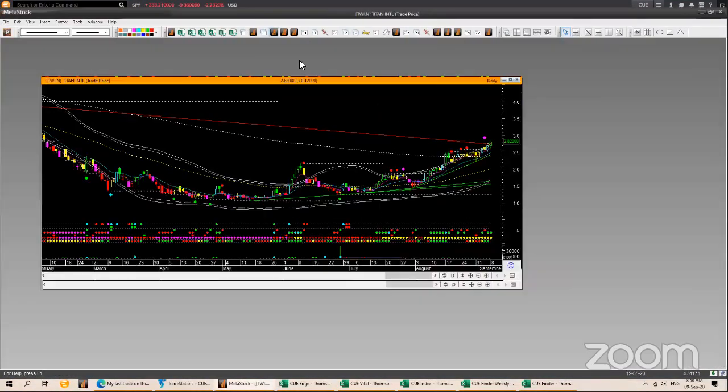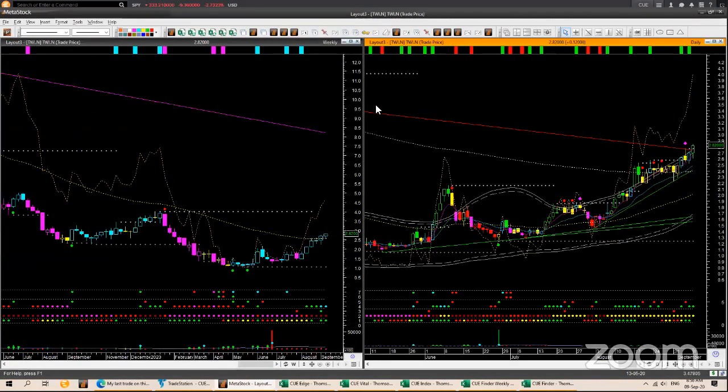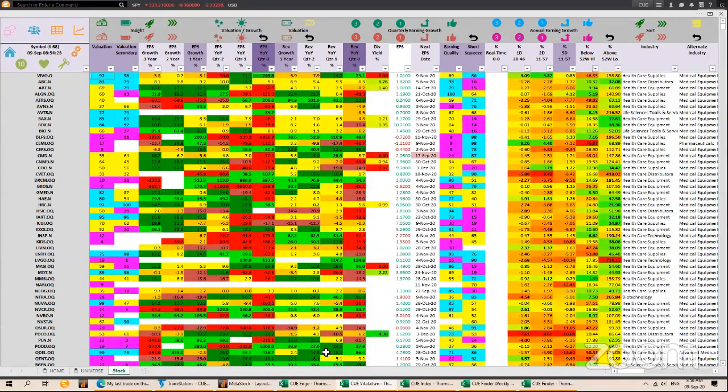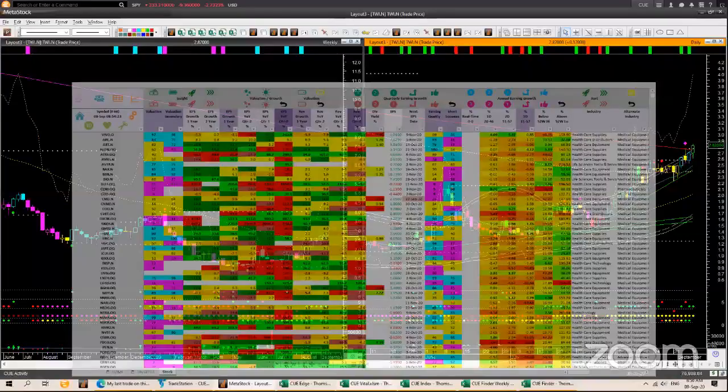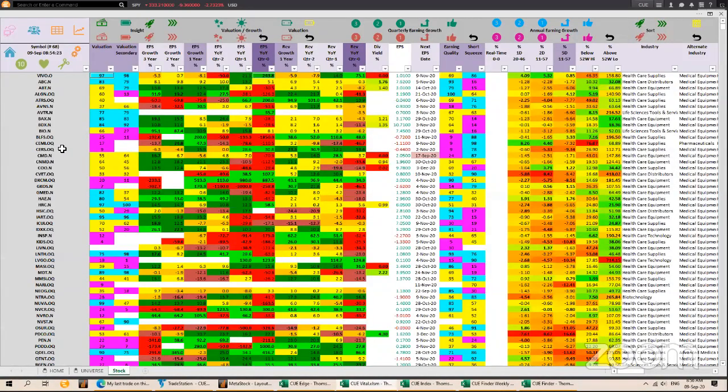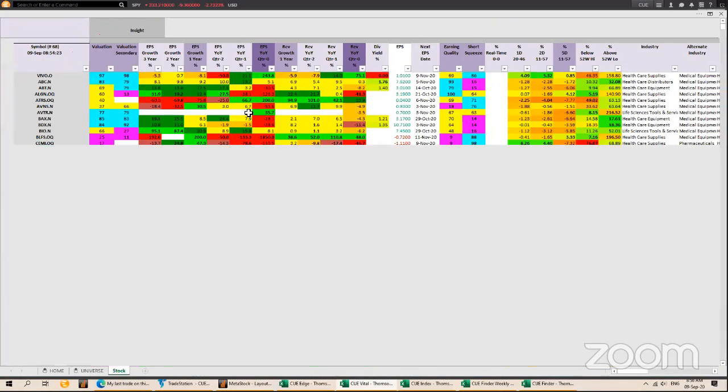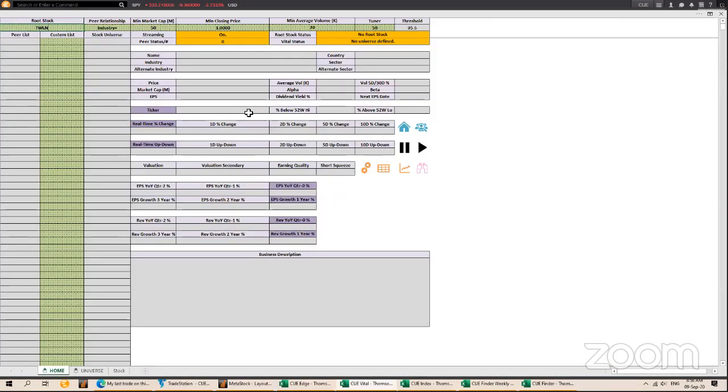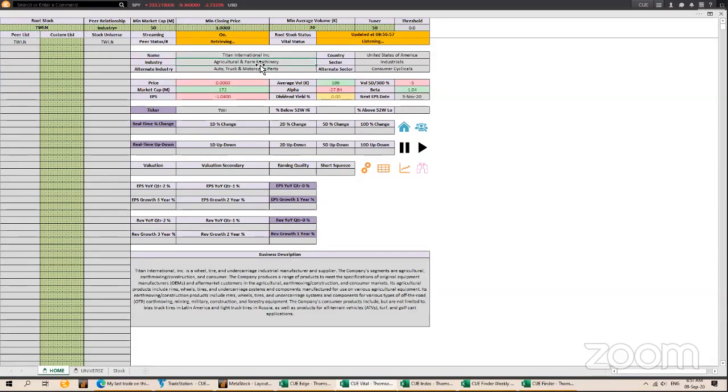And if you look at it using weekly, the weekly is also nicely going up, solidly outperforming the market. And I think the industry was also strong. Let's check that out. TWI. Let's go to Q Vital first. Where is TWI? Agricultural and farm machinery.